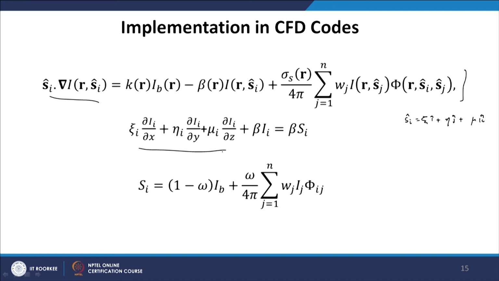Now, the second term is basically the absorption term, and the right hand side is the source term, where we have the source term given by 1 minus omega times I b plus omega upon 4 pi, summed over all the discrete directions. So, this is the summation over all the discrete directions, and phi I j is the scattering phase function.